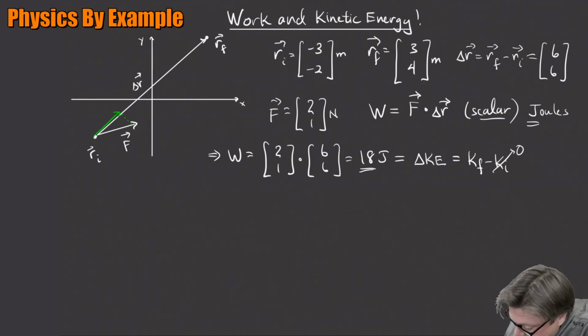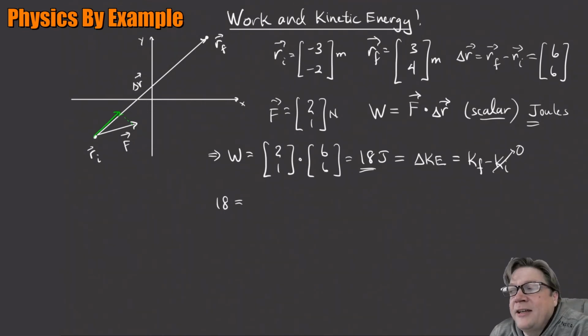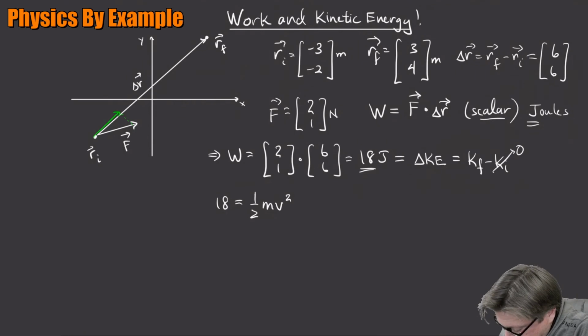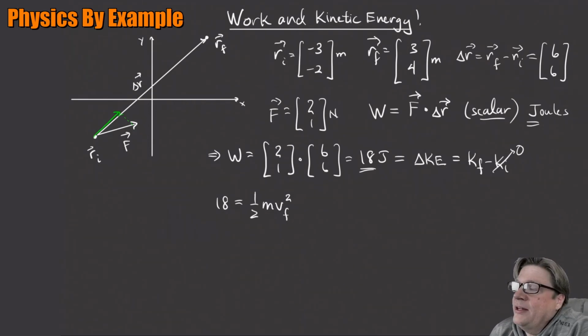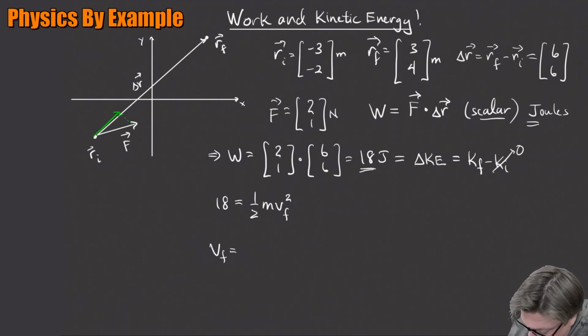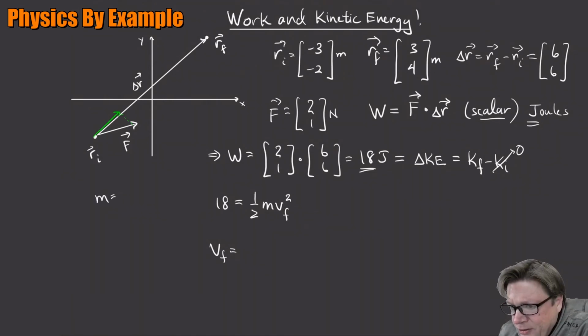And what is kinetic energy? So 18 has to be, what is kinetic energy? It is 1/2 m v squared. Cool. I'll just call that final. The initial was 0. And so now we can figure out what v final is. Oh, I have to tell you m. Suppose m is 200 grams.